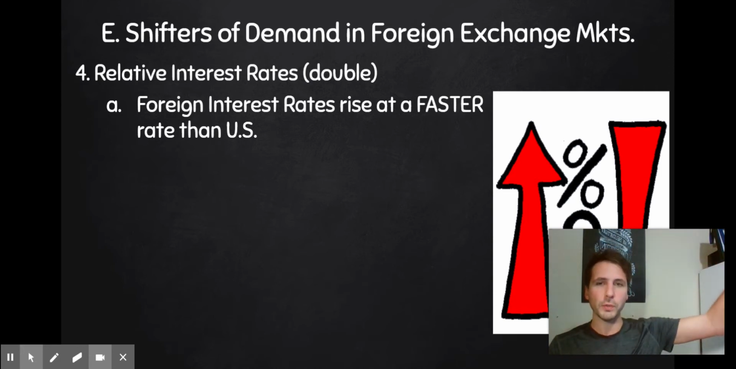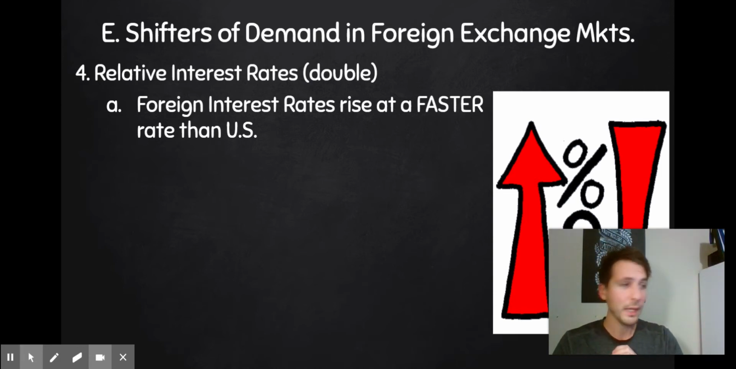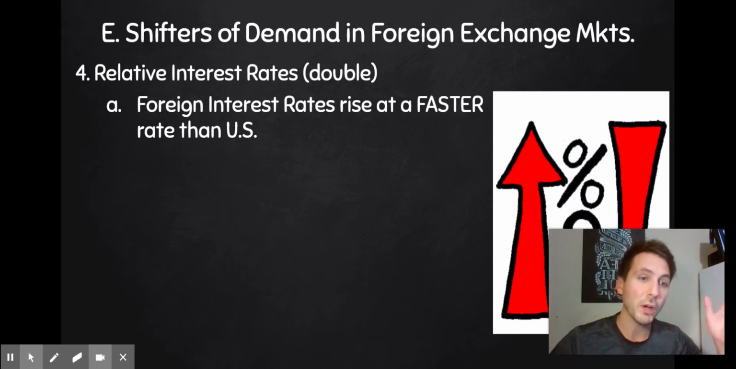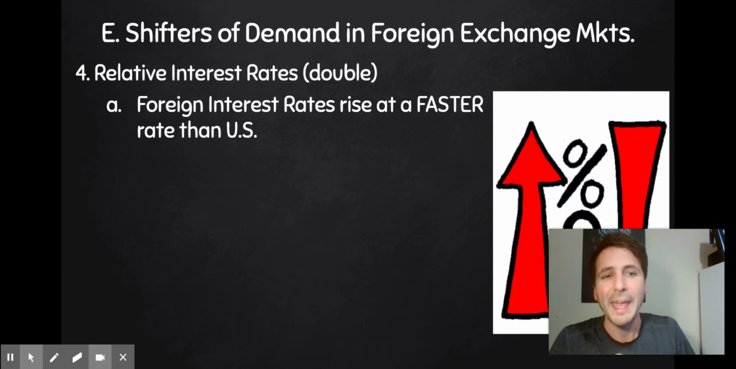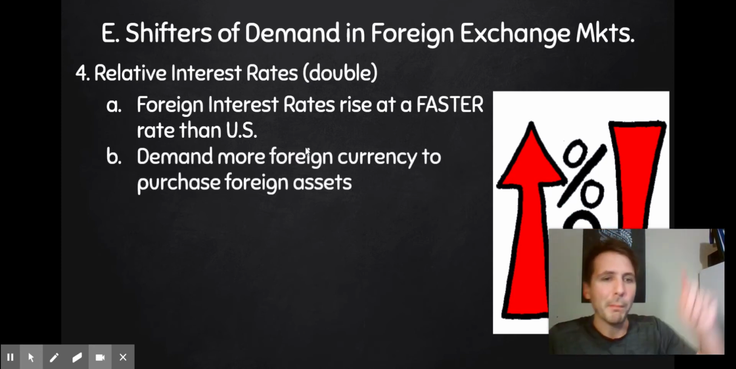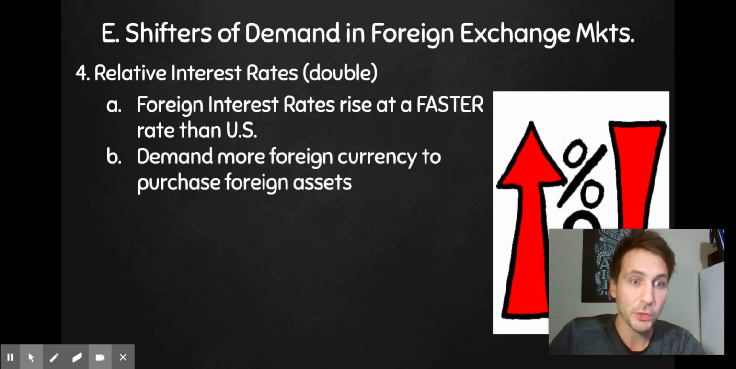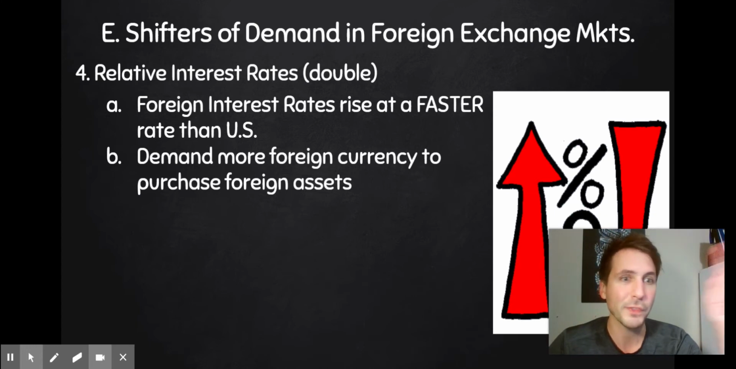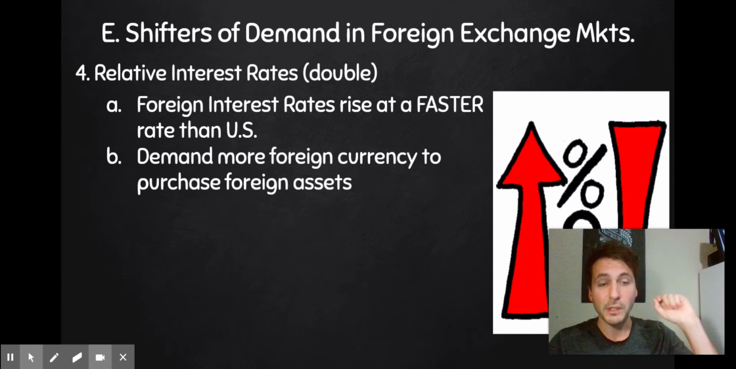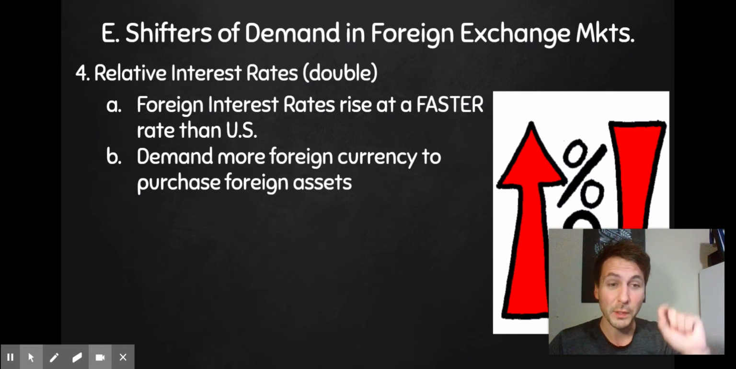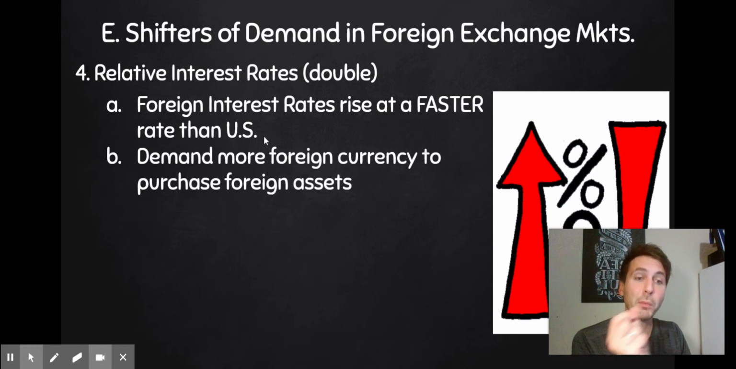Let's say the foreign interest rate is rising faster than the US. So in Norway, they have an interest rate that's at 12%, and in the United States we have an interest rate of 3%, for example. If that's the case, then we're going to want more foreign currencies so that we can purchase foreign assets, right? I want the 12% bond from Norway. So I'm going to supply American dollars and I'm going to demand Norwegian currency in order to buy that asset.